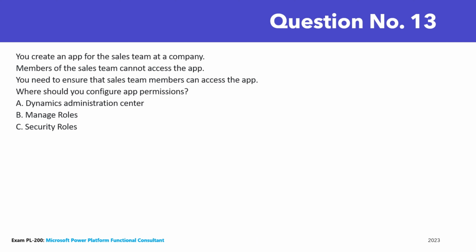You create an app for the sales team at a company. Members of the sales team cannot access the app. You need to ensure that sales team members can access the app. Where should you configure app permissions? A. Dynamics Administration Center. B. Manage roles. C. Security roles. Correct answer, B. Manage roles.